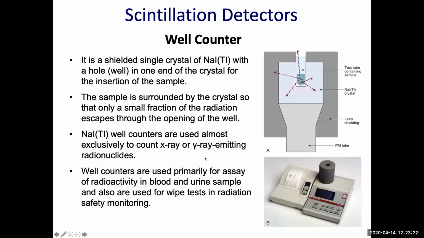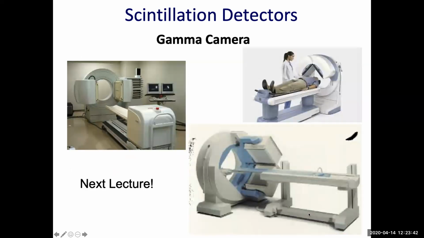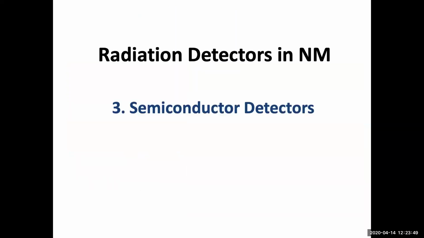Well counters are used primarily for assay of radioactivity in blood and urine samples, and also for wipe tests and radiation safety monitoring, because it's very sensitive, can detect very, very few counts and give us the number of counts per sample. The third application is the gamma camera. We have a separate presentation about the gamma camera, so I will not go into details now. So we go to the third type of detector, the semiconductor detector. Any question before we proceed?